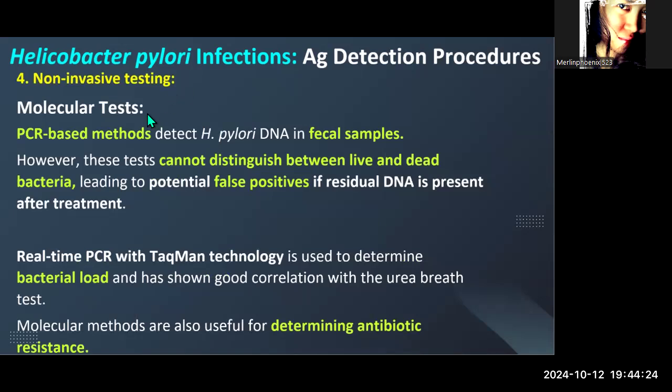For non-invasive testing, molecular tests, we have PCR-based methods to detect H. pylori DNA in fecal samples. However, these tests cannot distinguish between live and dead bacteria. So there's a great possibility that it can result in false positives, especially if the sample has residual DNA after treatment. Real-time PCR with attachment technology, using Thermus aquaticus, is used to determine bacterial load and has shown good correlation with the urea breath test.